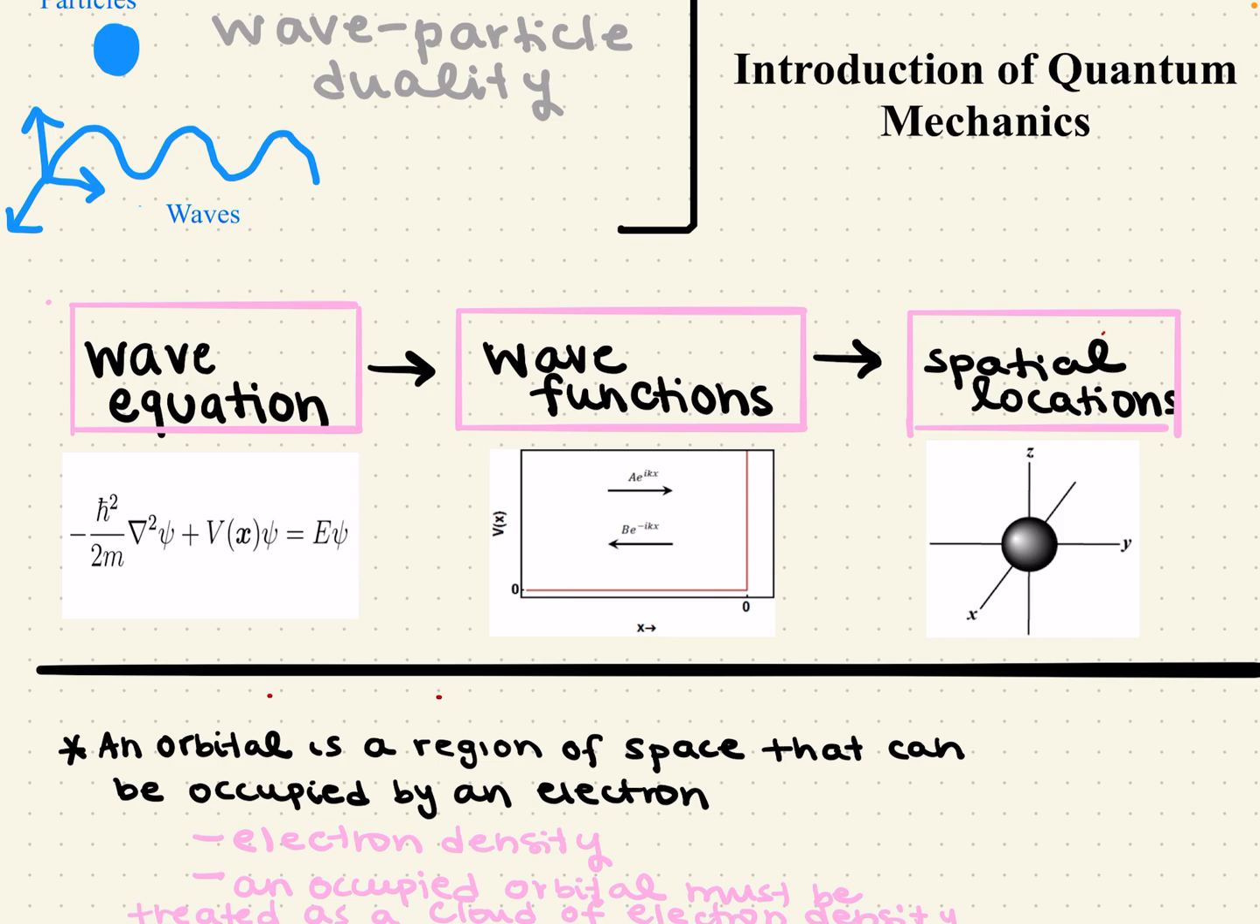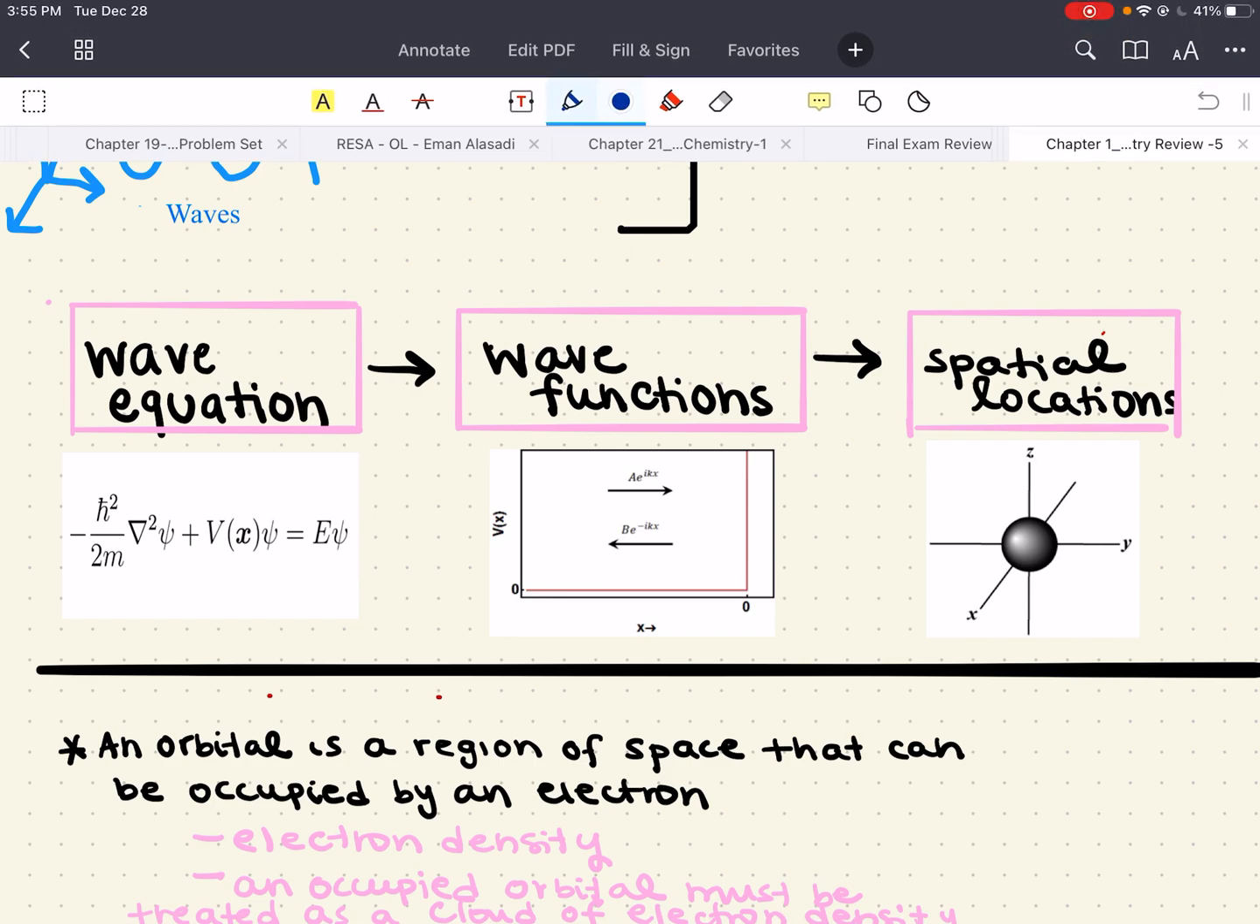Now, this equation that you see right here is called a wave equation. It's Schrodinger's equation, and what it does is it describes the behavior of electrons or particles in general. And this term specifically, the potential energy term, depends on what kind of particle you're talking about. Is it a free particle? Is it bound? Yada, yada, yada.